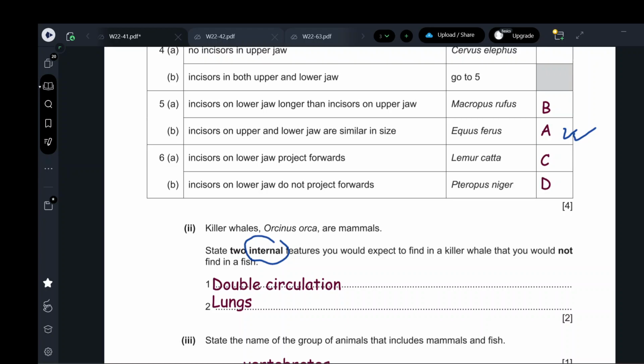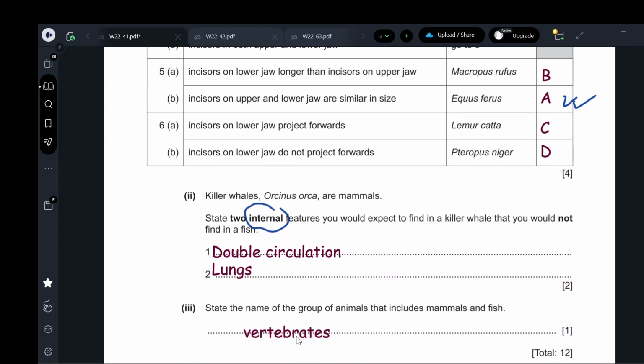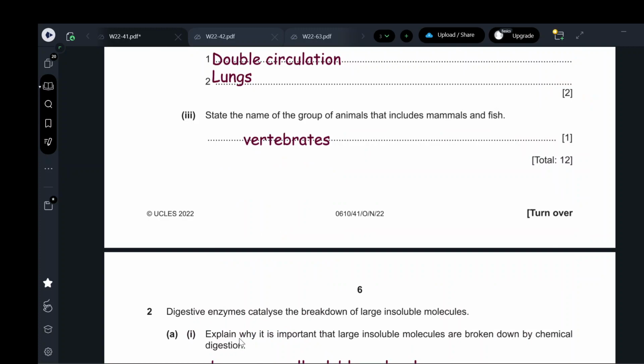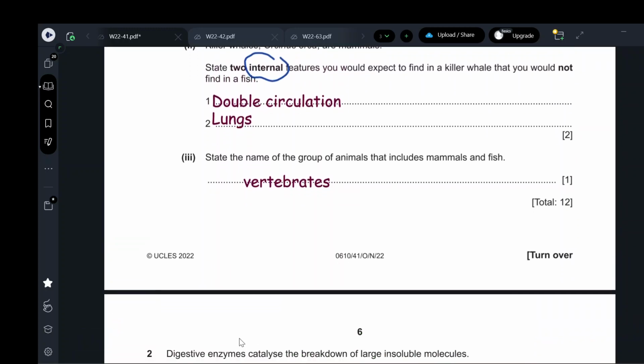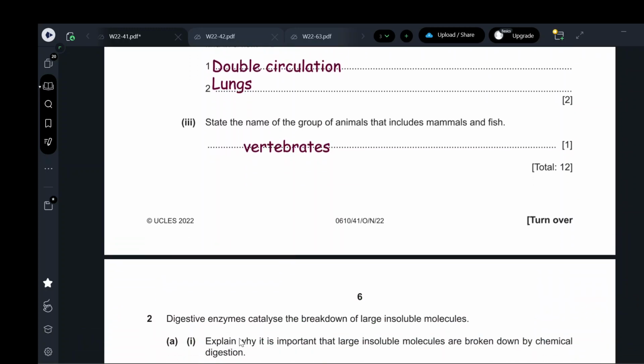What is the group that includes mammals, fish, amphibians, reptiles and birds? All of these are in the vertebrate group. Question 2. Digestive enzymes catalyze the breakdown of large insoluble molecules. Enzymes break down large insoluble molecules into small soluble molecules. Why is it important? We said it multiple times. Why do we have to change the molecules into small and soluble?